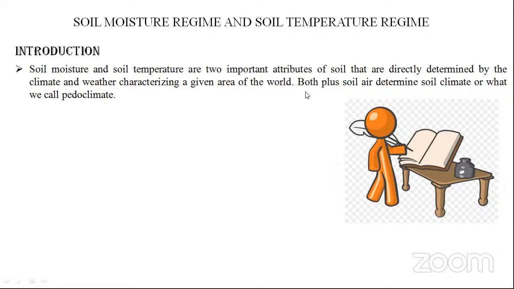So for a particular area, the climate and weather will determine the soil moisture and temperature conditions. Even the soil air is determined by the soil climate, or what is called the pseudoclimate. Pseudoclimate means it's not a real climate, it is climate-like, a false climate. For that particular area and set of soils, we can see the soil moisture and soil temperature regimes, influenced by and determined by the climate and weather conditions. This is a small introduction to soil moisture and soil temperature regimes.